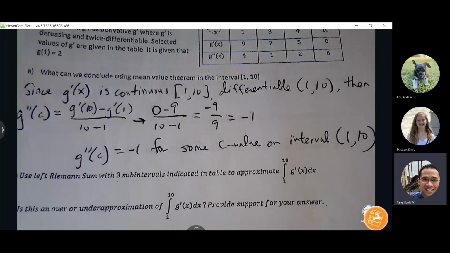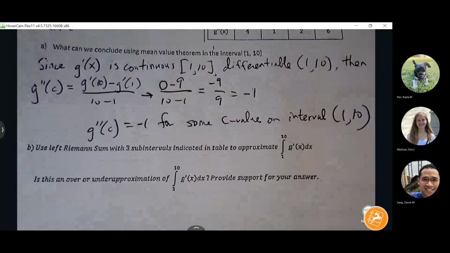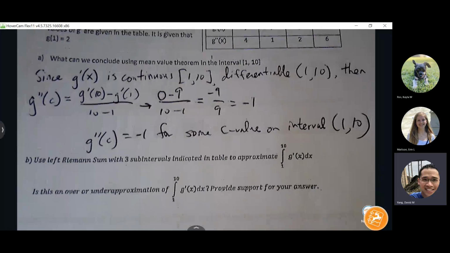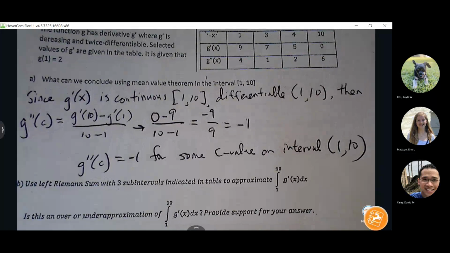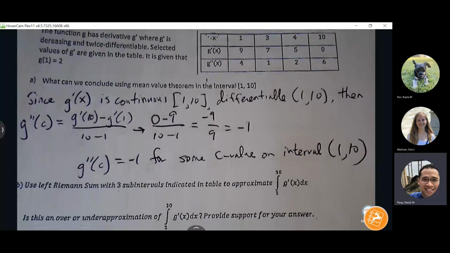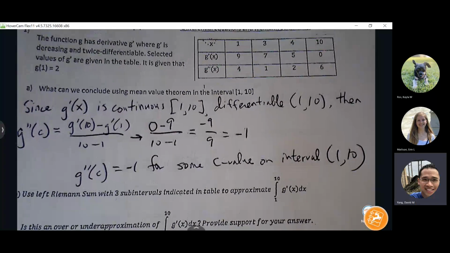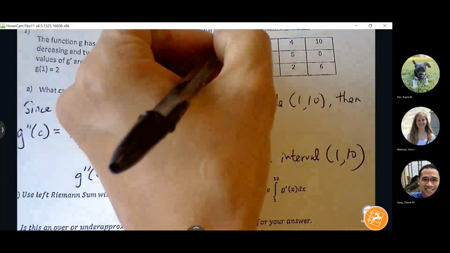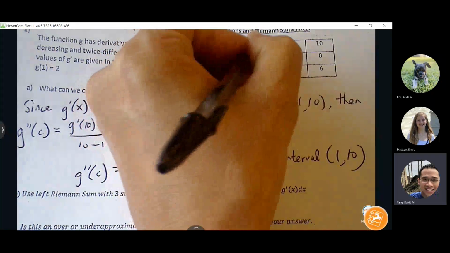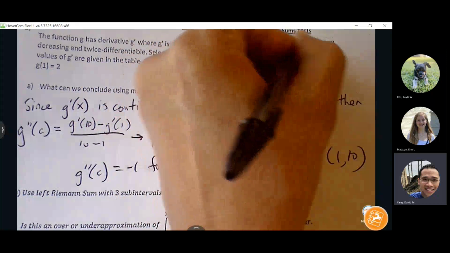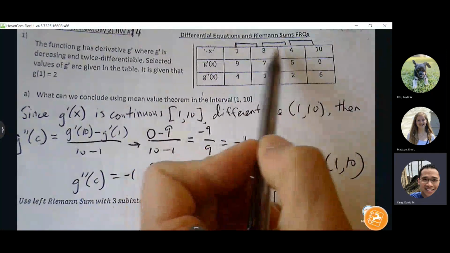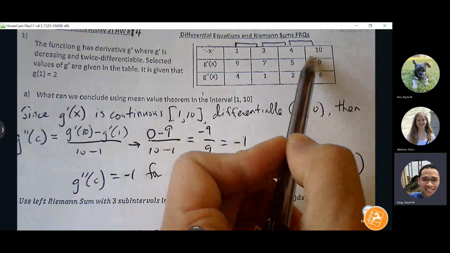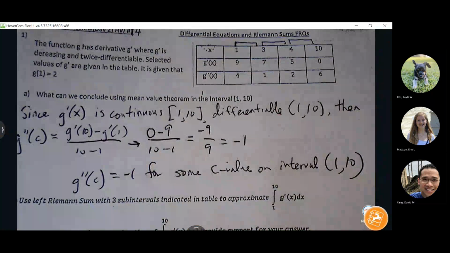Okay, left Riemann sum with 3 subintervals. Calculate, indicated in the table, to approximate the integral from 1 to 10 of g prime of x. We want to find the area under the g prime graph. We can create our brackets here to indicate the width. And we're always subtracting the x values to get the width. 3 minus 1 is 2. 4 minus 3 is 1. 10 minus 4 is 6.